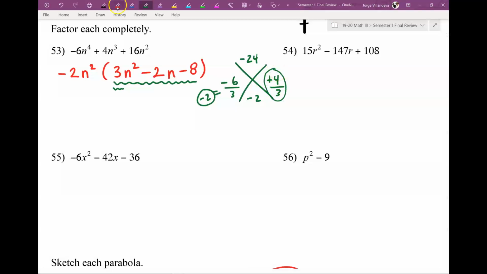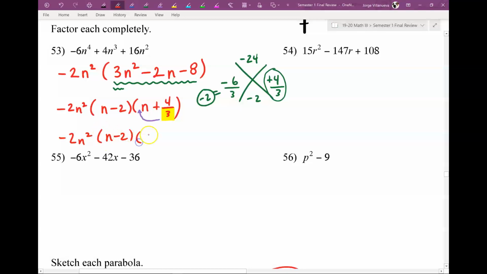So let me write them out here. Negative 2n squared times (n minus 2) times (n plus 4 thirds). But remember, you shouldn't leave fractions in your factored form. So I'm going to get that 3 and move it right there. Okay, I should not have done that piece with the marker. Give me a second. So I'm going to move that 3 in front. Okay, and then I'm done. So negative 2n squared times (n minus 2) times (3n plus 4). And that's my factored form.